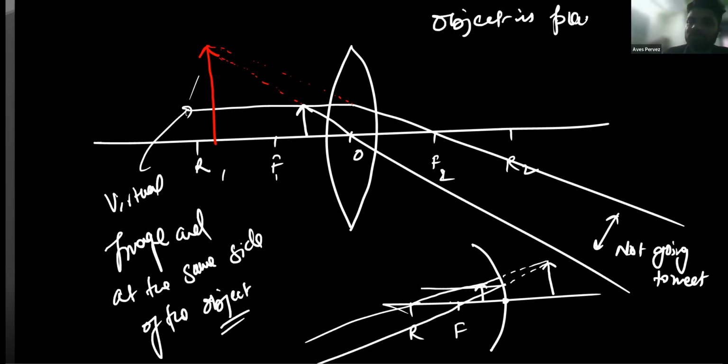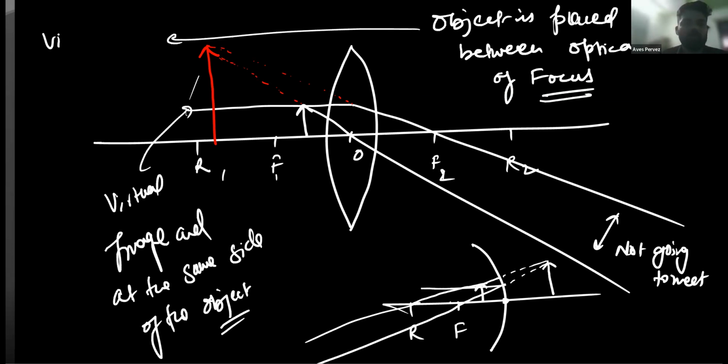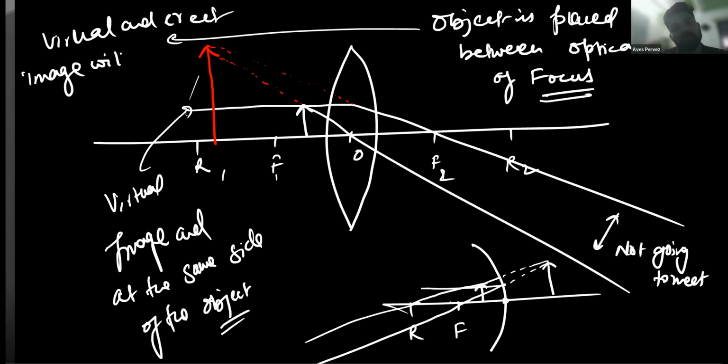So here, the object is placed between R and between the optical center and F, focus. The image will be formed virtual and erect. Erect means upright. An erect image will be formed. Now you understood?